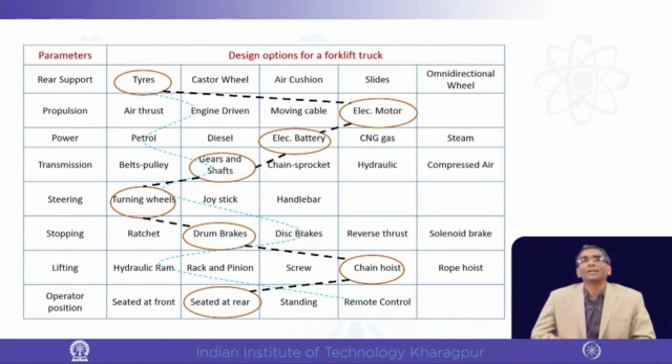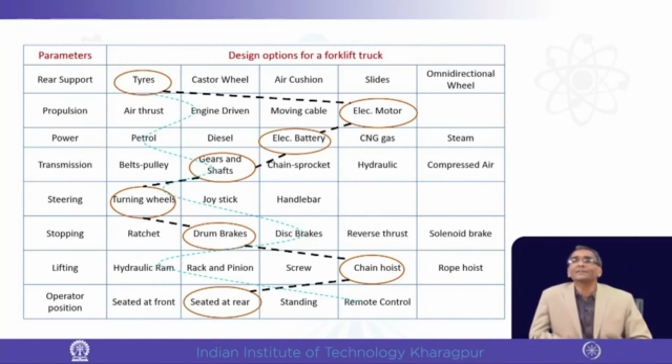thing. So, here as we see, one alternative is that rear support is tire, propulsion is electric motor, power is electric battery, transmission is the gears and shafts, steering is turning wheel, that is wheel, then stopping is drum brake, lifting is chain hoist and the operator sits at the rear. These are the parameters or sub functions as we call it. So, these are the means and these are the sub functions or parameters.